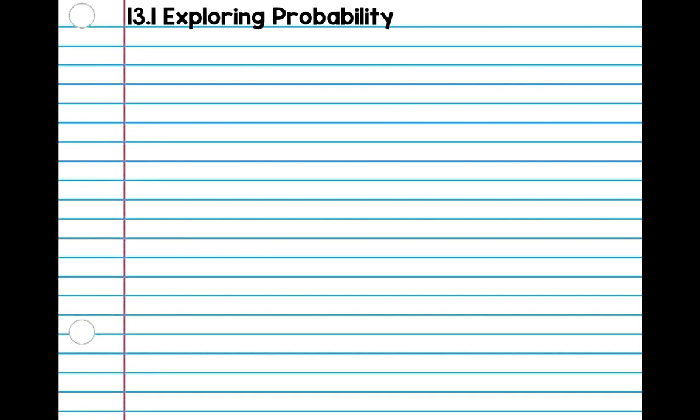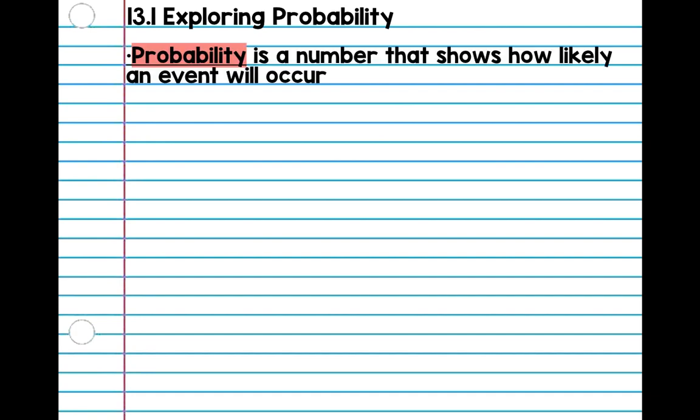So go ahead and grab your notebook. Today we're going to begin with our vocab. Probability is just a number. It could be a decimal, fraction, or percent that shows how likely an event will occur. In my case, I said a 5% chance, so my number was a percentage, and my event was it snowing. The event can also be flipping for heads. That's the event.